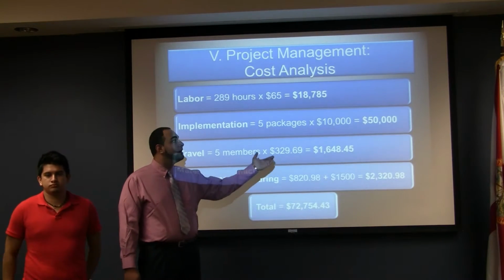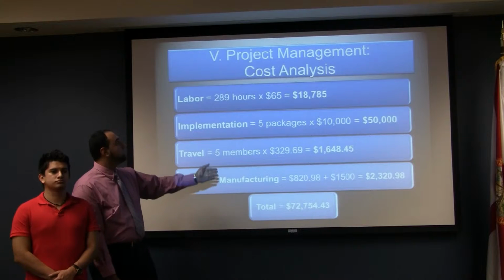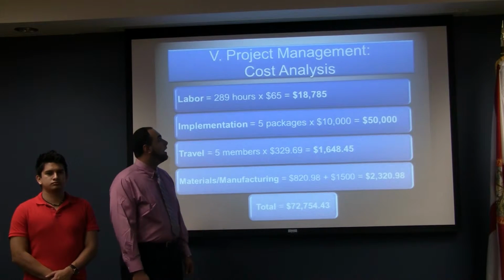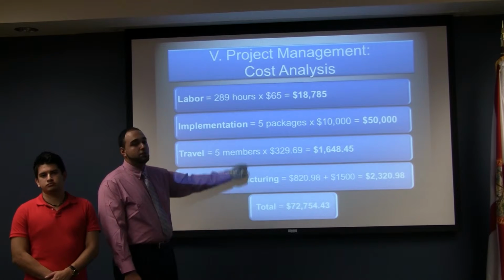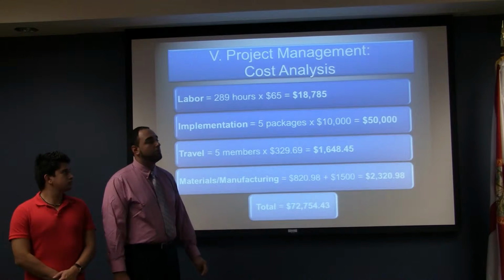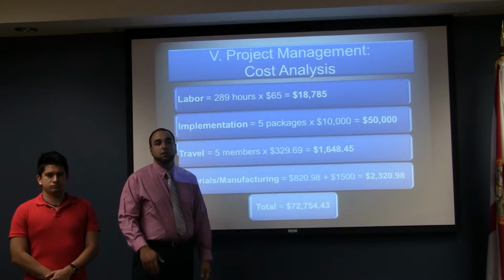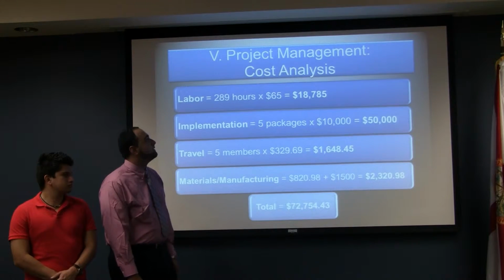As we can see here, there's a cost analysis. We have 4 different cost analyses. We have labor, implementation, travel, and finally materials and manufacturing. We had a total estimate of 289 hours for every Wednesday meeting from fall to spring, and we put a price of $65 for the five senior design students.